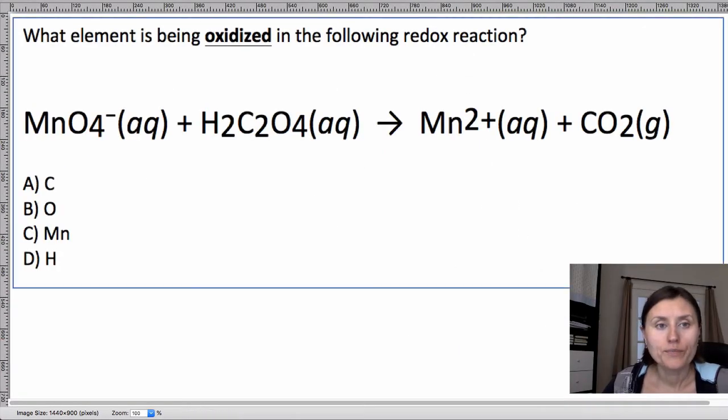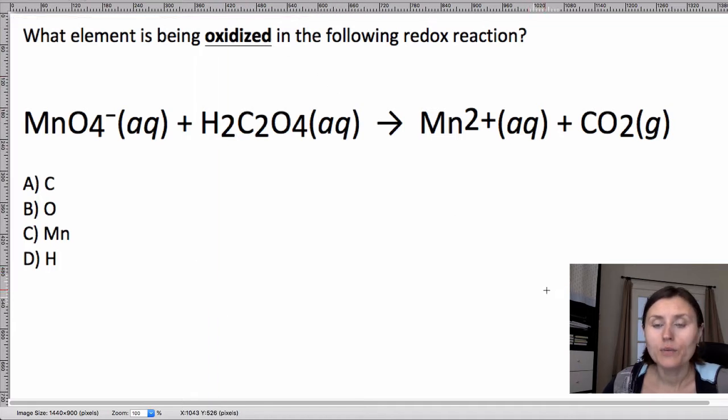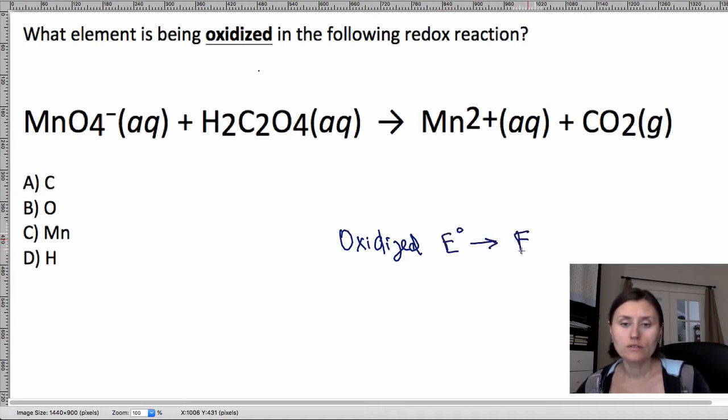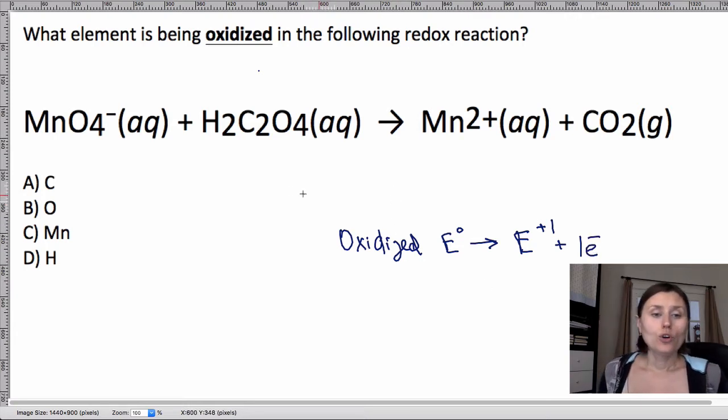So next question. What element is being oxidized in the following redox reaction? So we have a redox reaction here, and we need to know what element is being oxidized, or what element is losing electrons. The word oxidized in this case means an element is losing an electron, or electrons, in the reaction process. It could be losing one or more electrons. So we need to find an element that would do that, right?